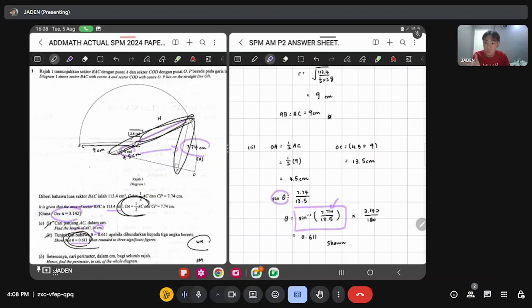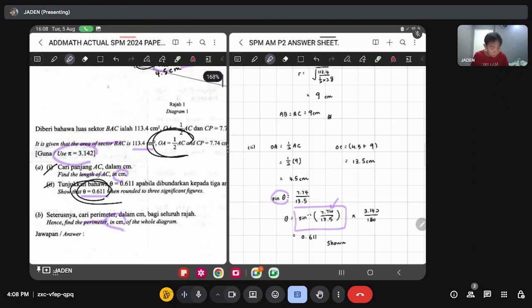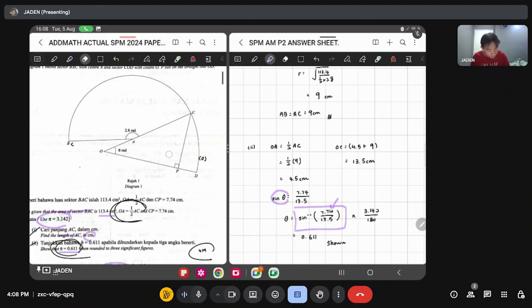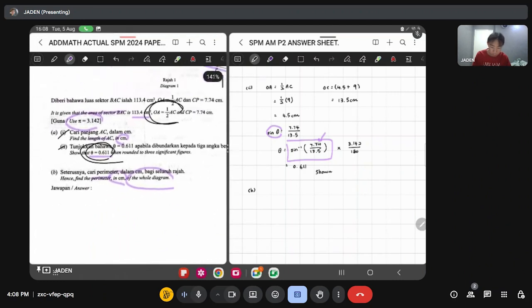and we're going to move on with question B. Question B says they want us to find the perimeter in cm of the whole diagram. So perimeter of the whole diagram, let me just erase this. So that means I have to add up here A to O, O to D, CD, and the arc here, B to C. Alright, that will be my perimeter. So write it down. This is B here. Okay, perimeter in cm of the whole diagram.